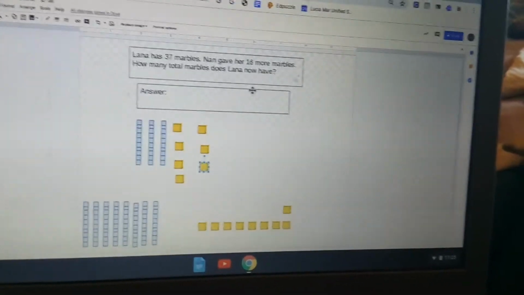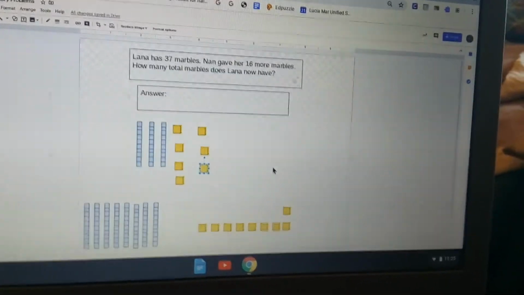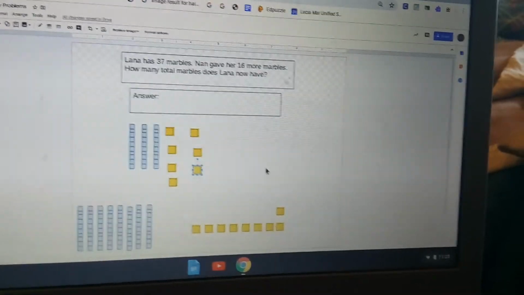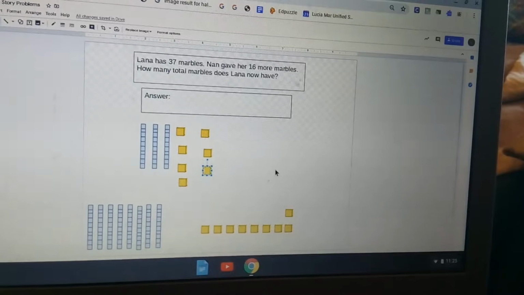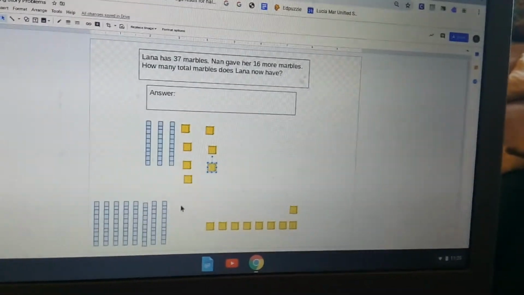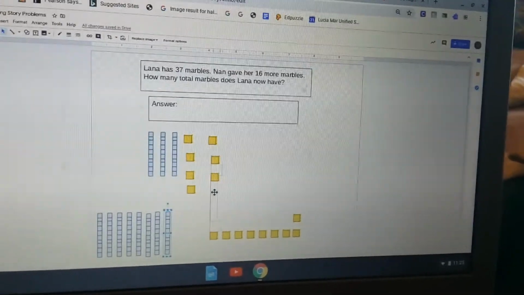Looking at the 16, how many 10 sticks will I pull up to build that number? Type your answer in the side. 1, because I see a 1 in the tens place. So I'm going to grab 1 10 stick and we're going to count. Ready? 10.